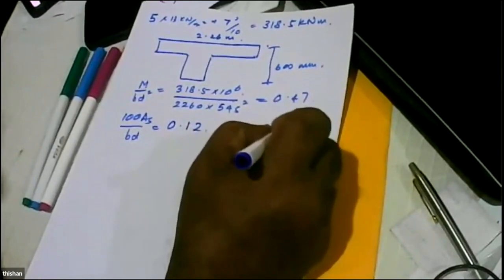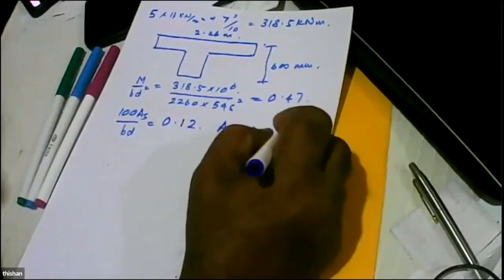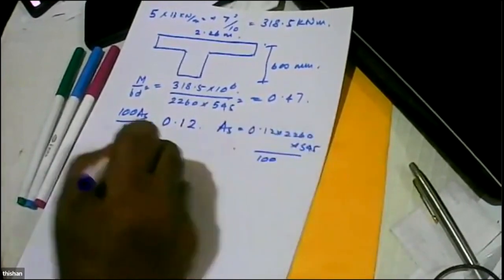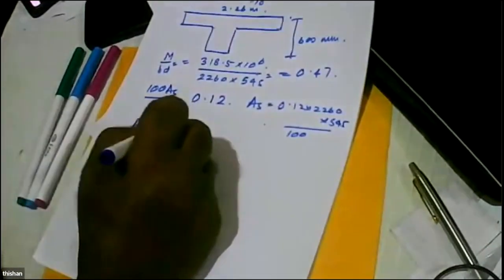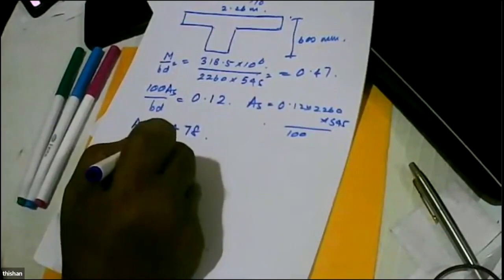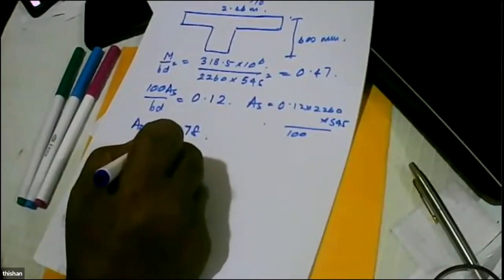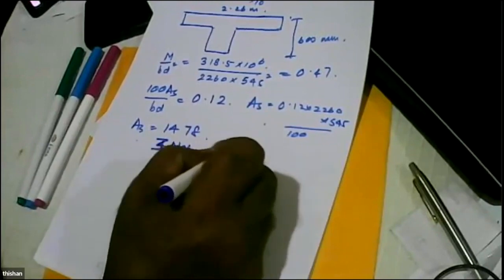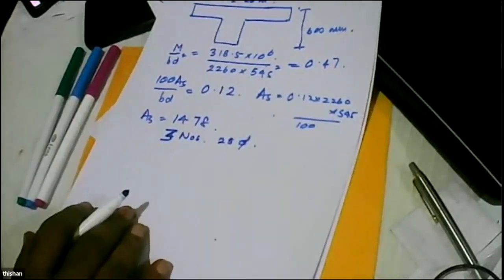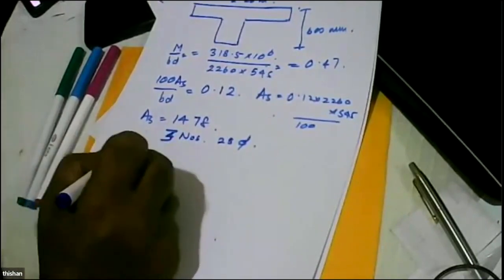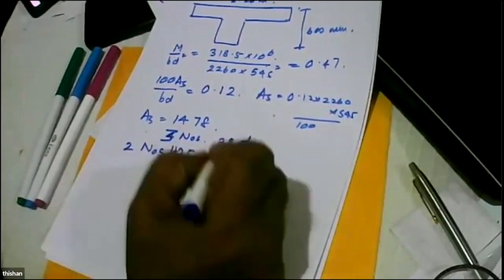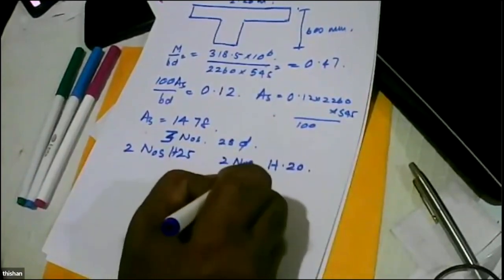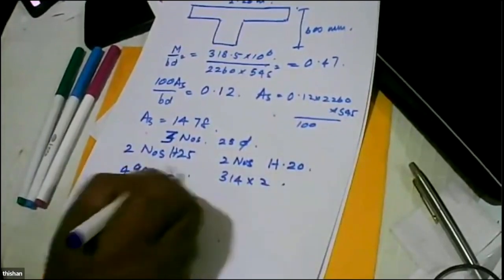As is 0.12 multiplied by breadth 2260 multiplied by 545 divided by 100. What is it? 1478.05. Right. So three numbers of 25 diameter. Or you can provide two numbers of H25 and two numbers of H20. So that is 314 into 2 and 490 into 2. What is the total area?